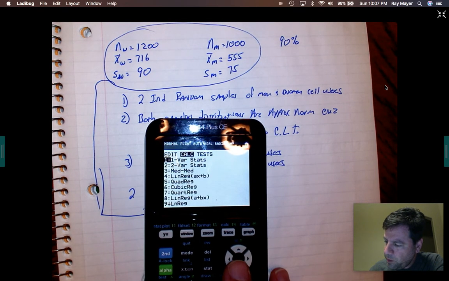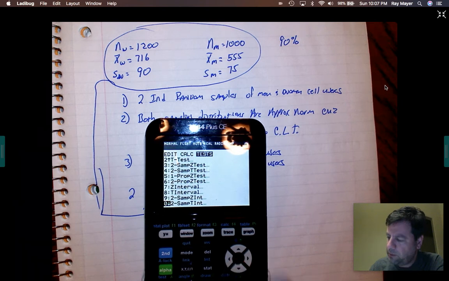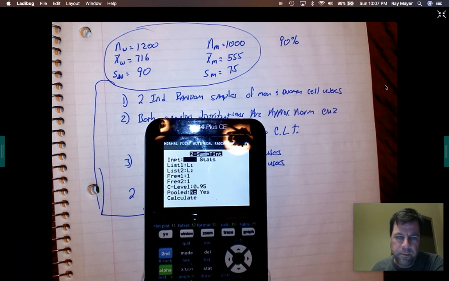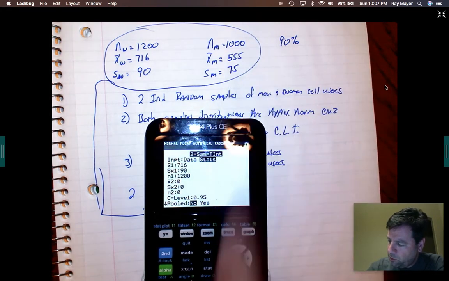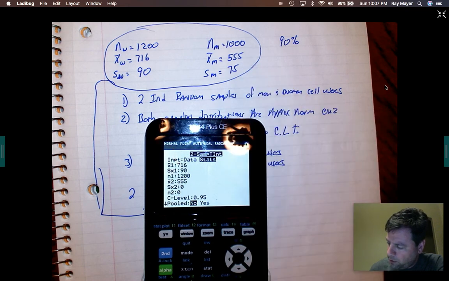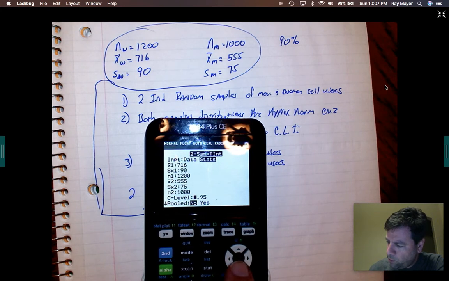Stat, calc, test, 2-samp. These are all tests. There's intervals: 2-SampZInt, 2-SampTInt, right there, 2-SampTInt. Enter. I don't have the data, I have the stats. X bar 1 is the women, that's 716, standard deviation of 90, and a sample size of 1200. X bar 2 is 555 with a standard deviation of 75, and 1000 is my sample size. We want to do a 90%. We don't want to do a 0.90.